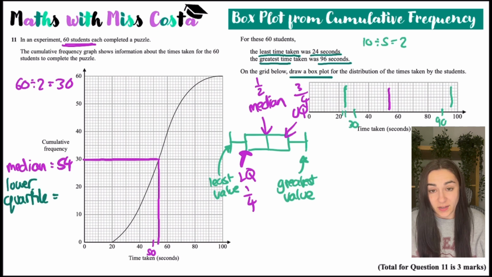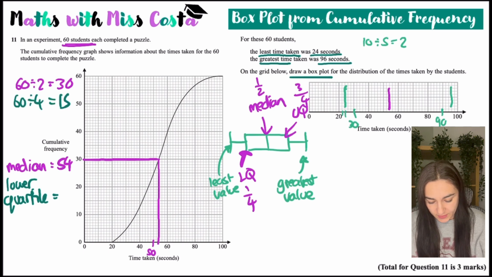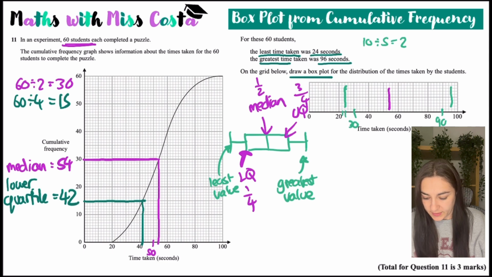Then my lower quartile is going to be a quarter of 60. So 60 divided by 4 is 15. So I go along from 15 to the graph and then down. So that would be 42. So the lower quartile would be here.